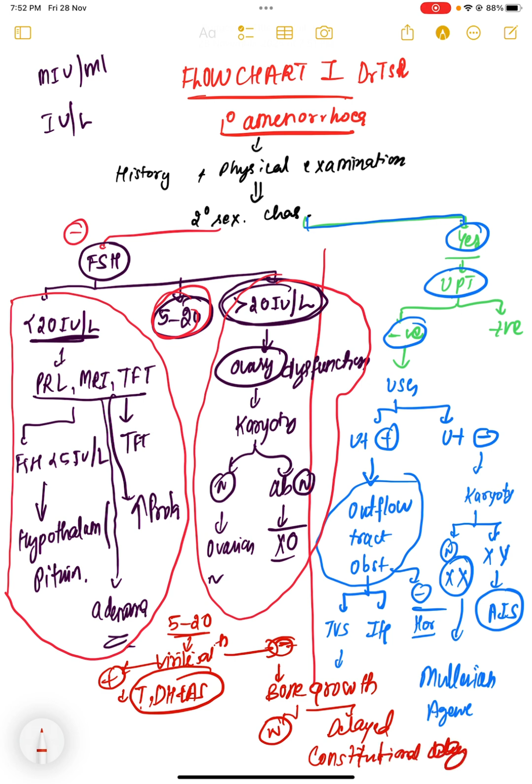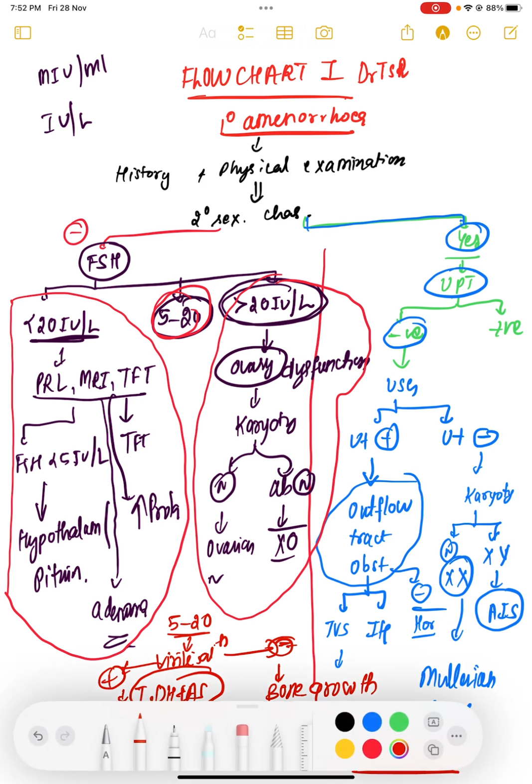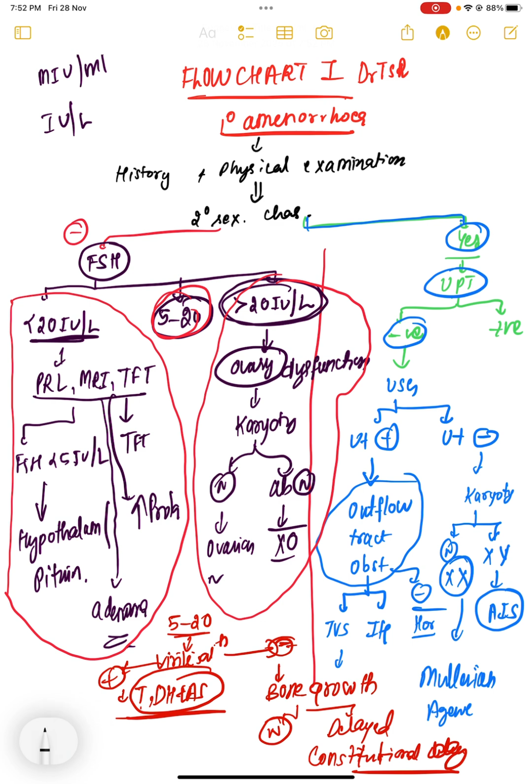Now we'll go for this, when you do testosterone and dihydroepiandrosterone sulfate. If both are normal, what to do? Then you think of some other causes of secondary amenorrhea, not like PCOS or some tumors. You think of other causes of secondary amenorrhea, like any uterine problem, those things we should think.